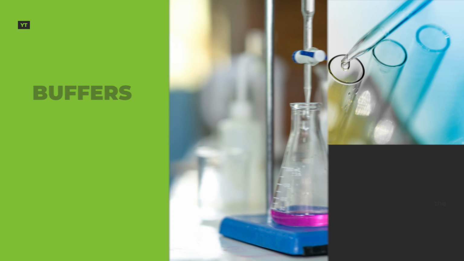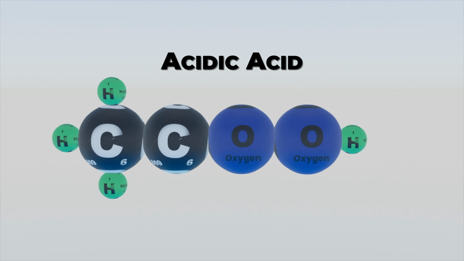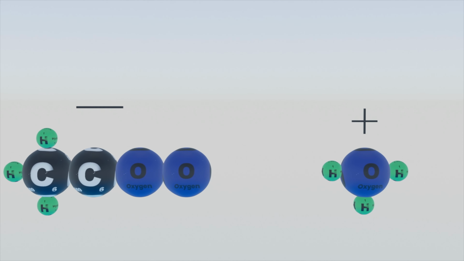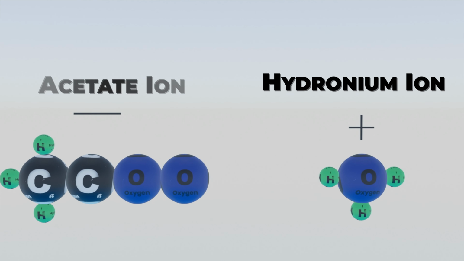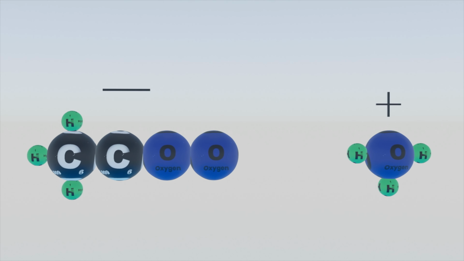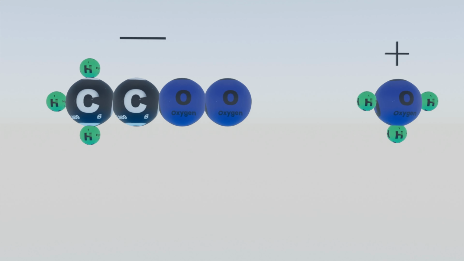Let's take sodium acetate as an example. Acetic acid, also known as ethanoic acid, is a weak acid that can donate a proton to water, producing hydronium ions and acetate ions. This reaction is reversible, meaning that the acetate ions can also react with hydronium ions to form acetic acid and water.